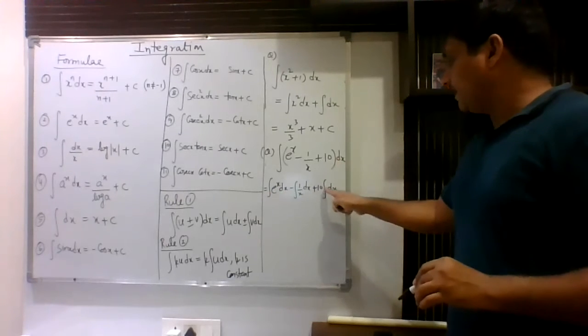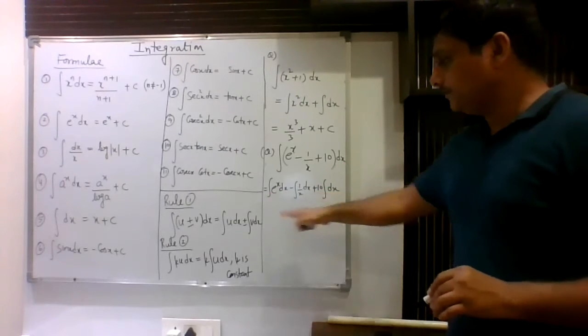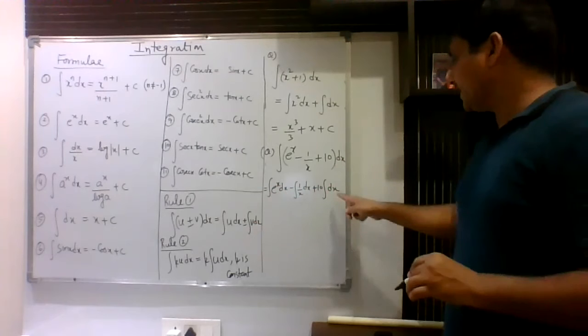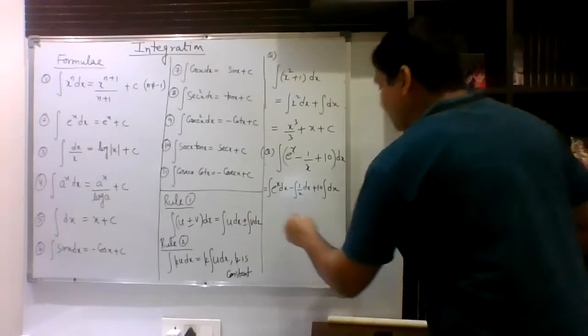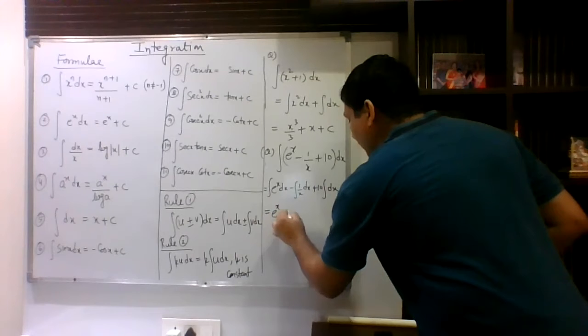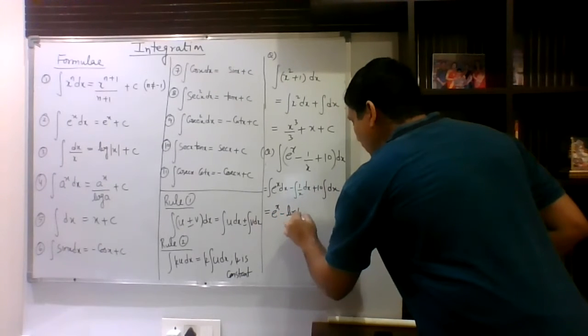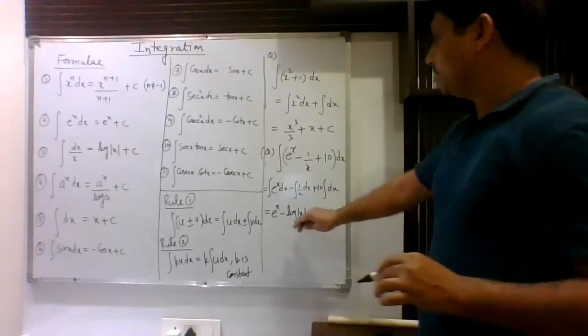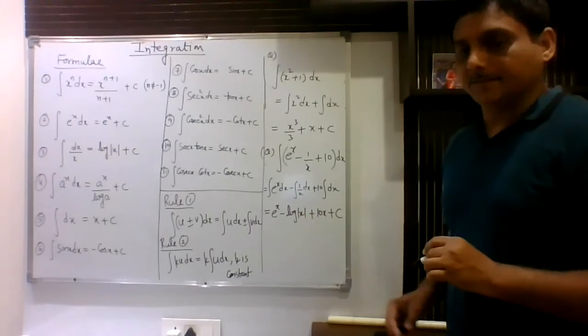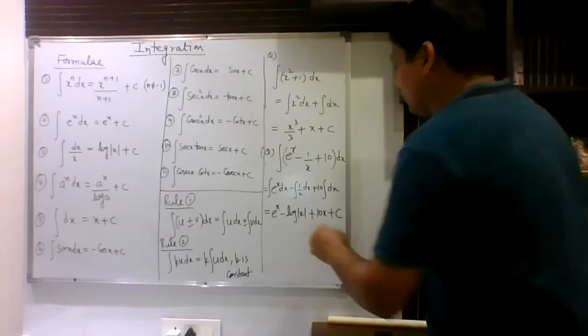So 10 I had taken out from the integral sign because of rule number 2, and I just need to take the integral of dx. So when you write, it will be e to the power x minus log mod x plus 10x plus c. So this will give me the final answer. Let us write down one more question.